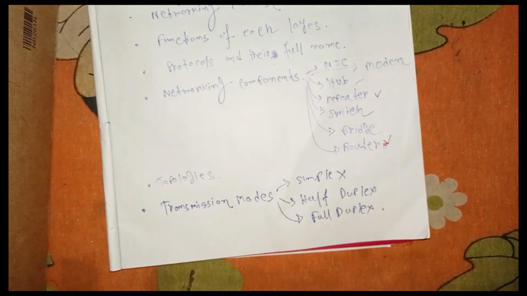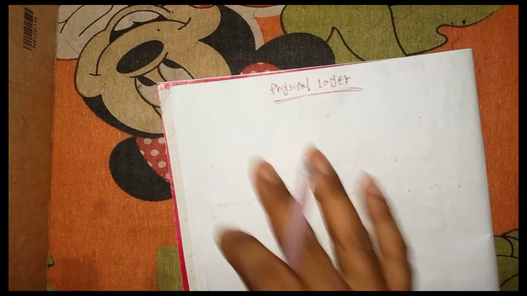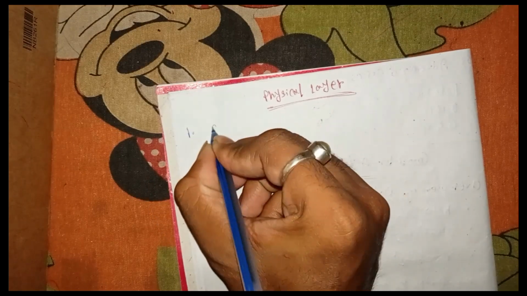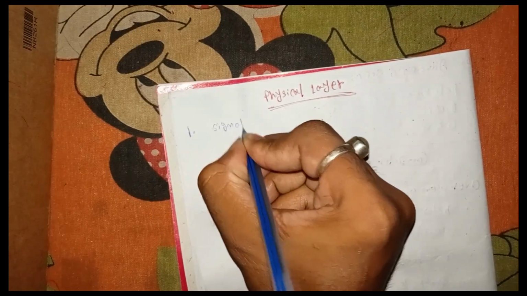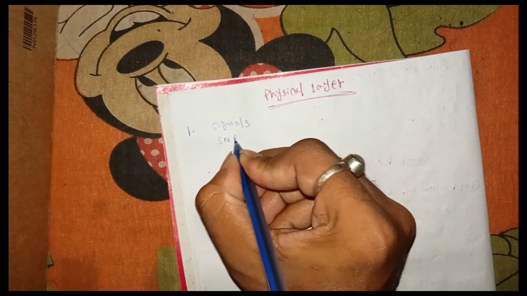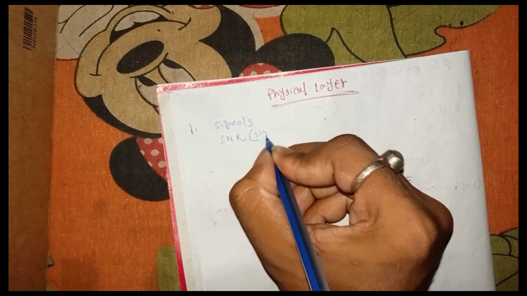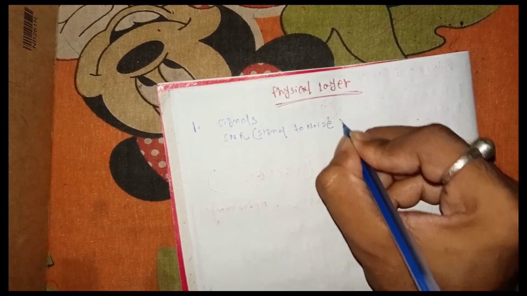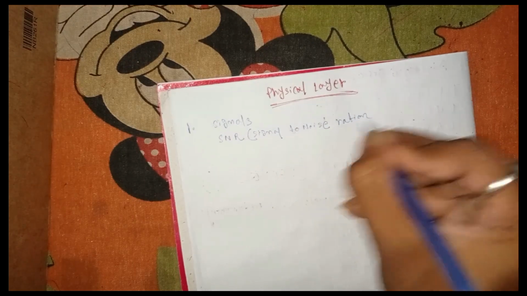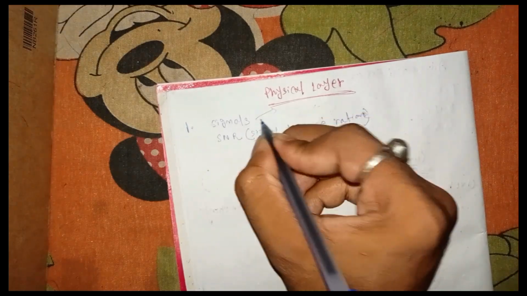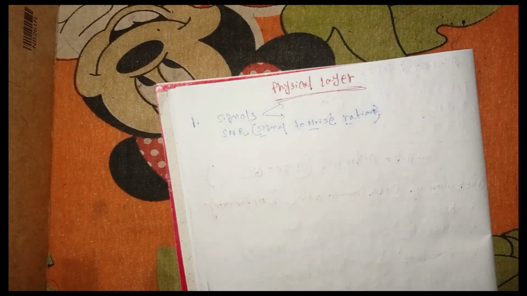In the physical layer we have lots of topics, some unique topics related to the subject, like signals. We need to learn about the SNR, signal to noise ratio. In signals we have two types of signals, periodic and aperiodic.